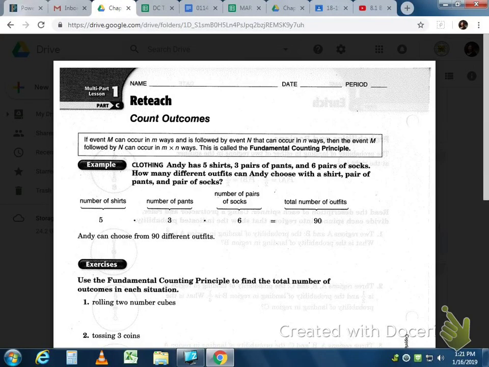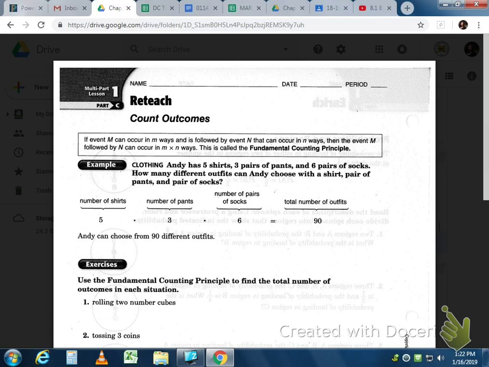8.1c, count outcomes. Yesterday we found the sample space, the total number of outcomes of events, where we had to draw a large tree diagram. Those can become very cumbersome and take up a lot of space. Well, there is a way to figure out the total number of outcomes without doing any of that. It's called the fundamental counting principle.